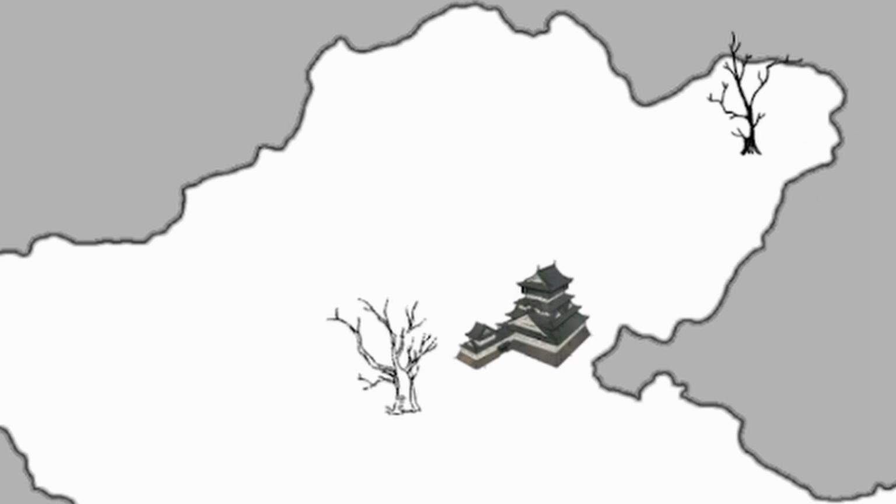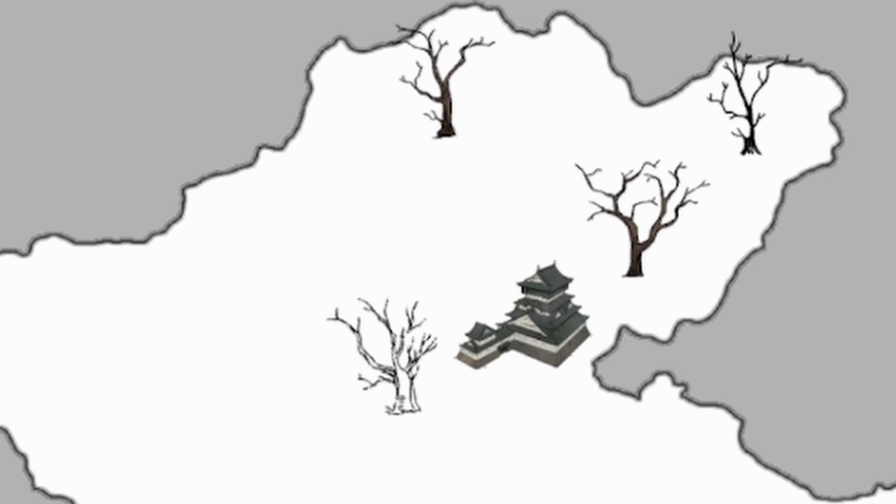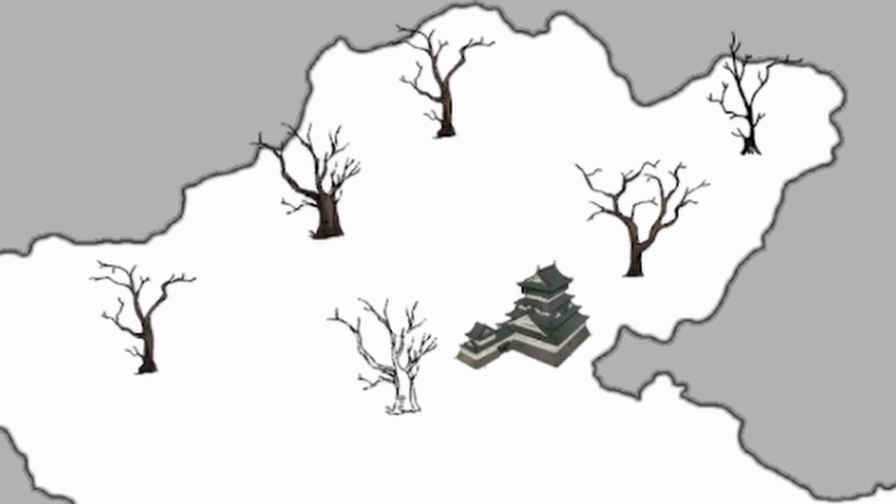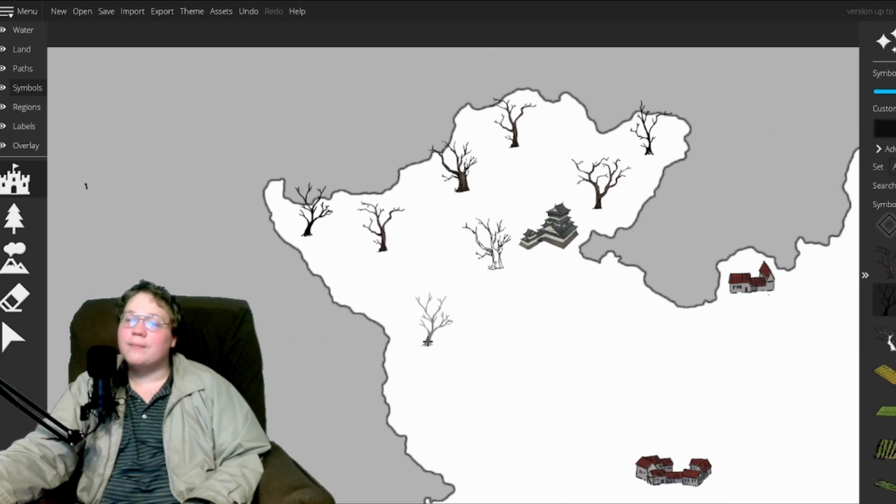Bob Ross always went on about the happy trees, and I can respect the happy trees, but you don't want the happy trees for D&D. You want the angry trees, the trees with monsters inside. Ooh, yes, these are my dead trees.